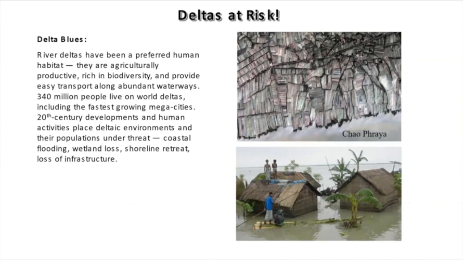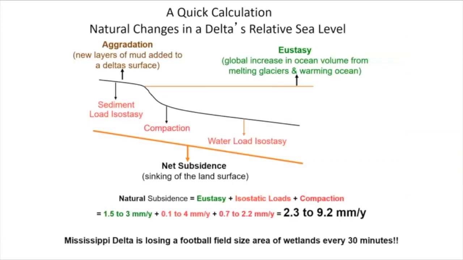So deltas are areas that are at extreme risk. If you look around the world, they've been the preferred habitat for millennia, but they are under threat as a result of sea level rise and as a result of human modifications. These areas are undergoing very rapid erosion. And why is that? Why are deltas at risk?